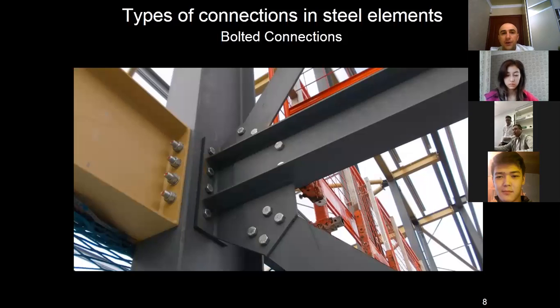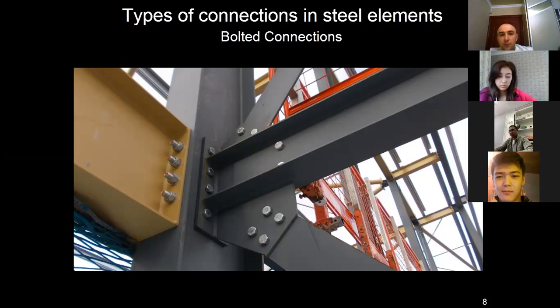Next type is bolted connections. Bolts have largely replaced rivets due to the low installation cost, ease of installation and maintenance, and so on.